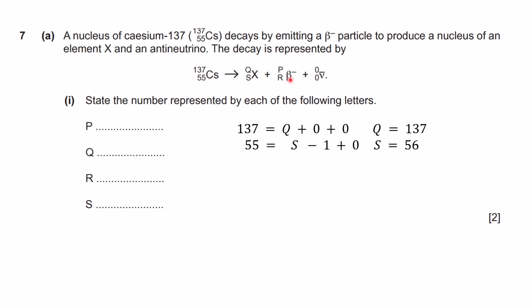Now this is the electron, so the charge is -1, and the antineutrino is 0, so S is 56. So P and R are part of the electron, so P is the mass, which is 0, and Q here is the mass of this element X, which is 137. R is the charge of the electron, which is -1, and S is the atomic number of this chemical X, which is 56.